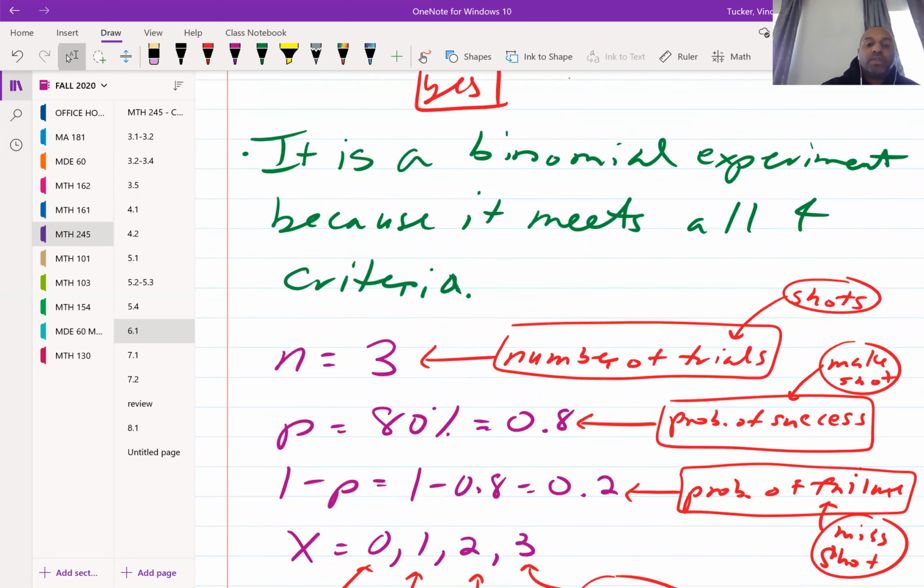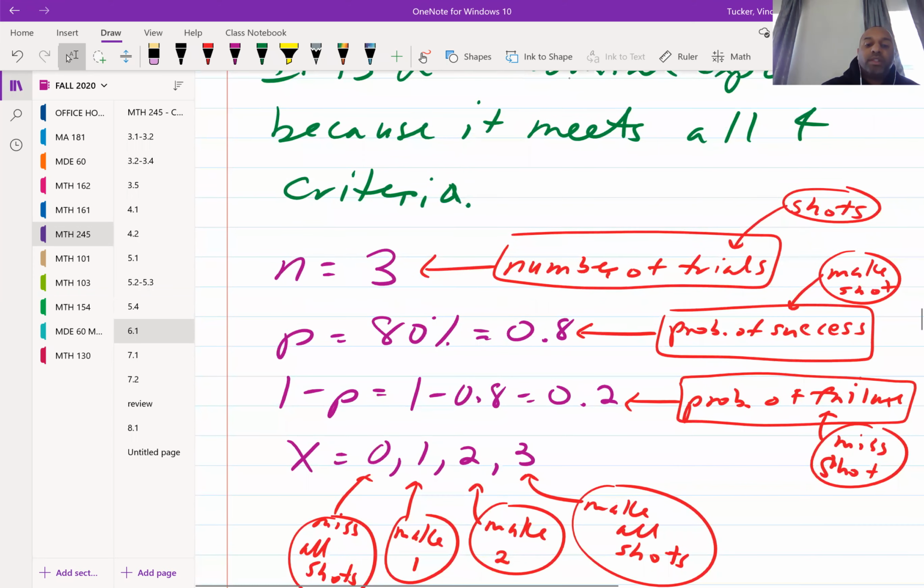And then your possibilities of success. It could be 0, you could miss all shots, you can make 1, you can make 2 of them, or you can make all 3 shots. So X would be 0 to 3. Remember, your X is always 0 to N. Whatever your number of trials are, you can't make more than 3 shots if all you're given is 3 shots, right? So X is always going to be the chance for how many successes possible within a certain number of trials.